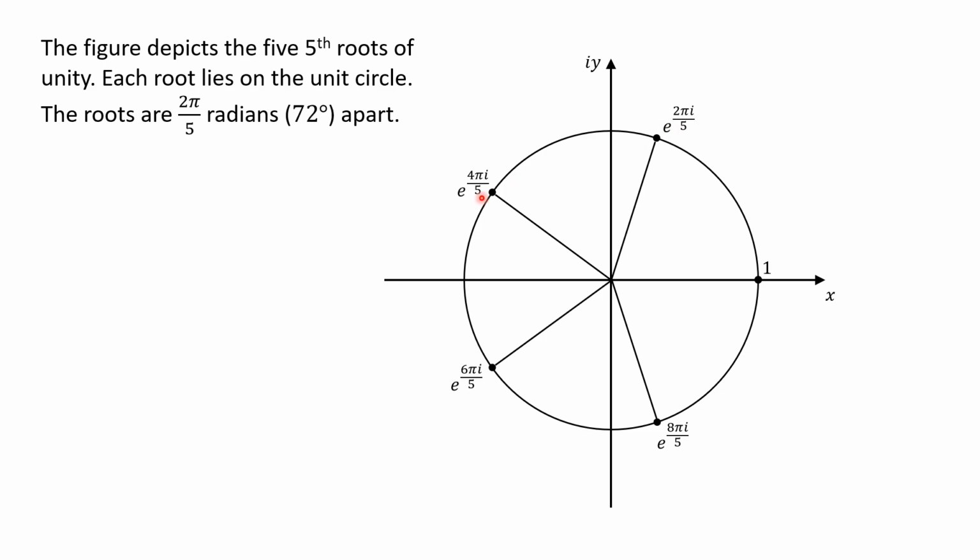And each one of these, if you take this to the fifth power, you'll get 1, which is pretty obvious here because it's in exponential form. So you can see that you're just going to take any of these to the fifth power, you're going to get e to the even number times pi i, which is 1.